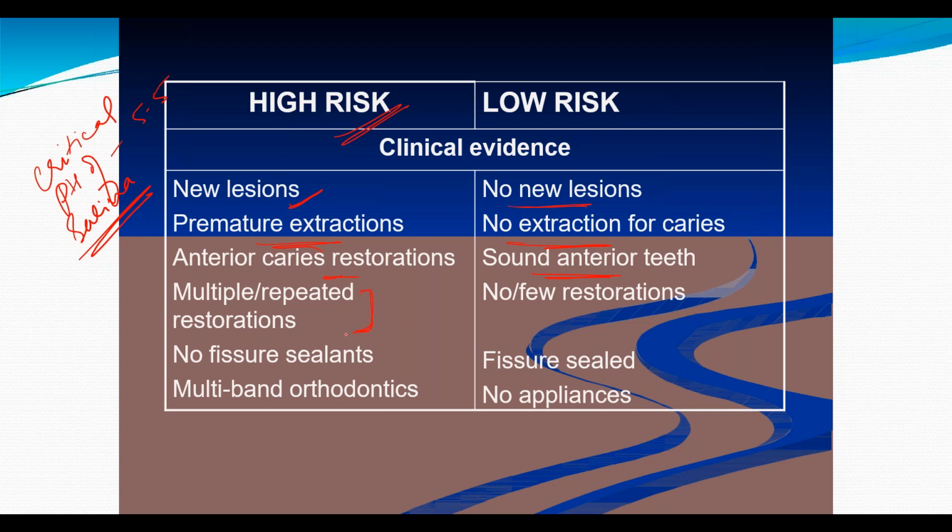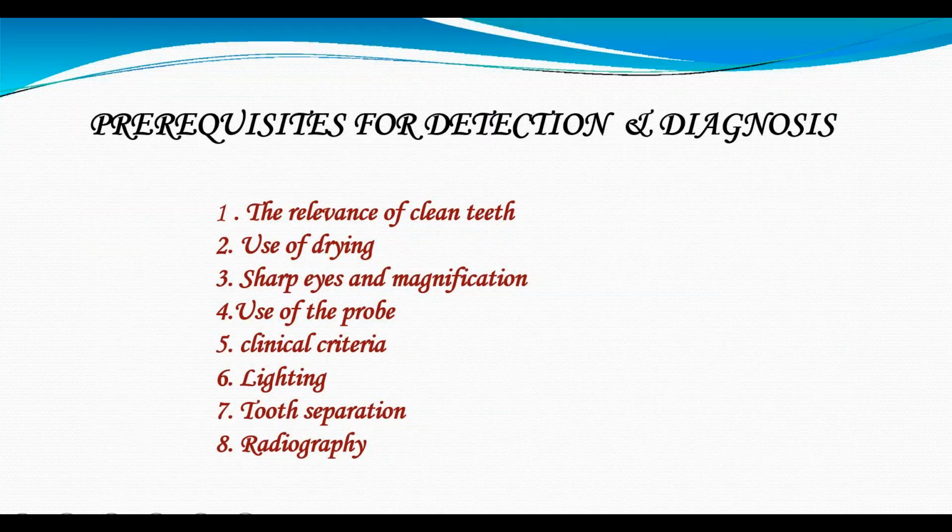Multiple or repeated restorations would be seen, whereas there will be hardly any restorations. No fissure sealants would be there, whereas here there will be sealed fissures so that there is no food retention. Multi-band orthodontic treatment might have occurred in these patients, leading to poor oral hygiene and therefore high risk. However, even if there are appliances, the oral hygiene may be maintained properly, and ideally there are no appliances present. So these were your caries risk factors, which contribute to the risk assessment.